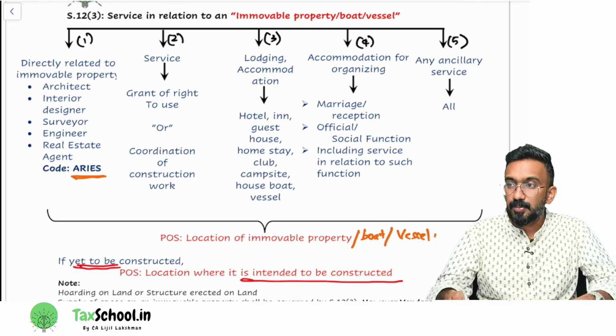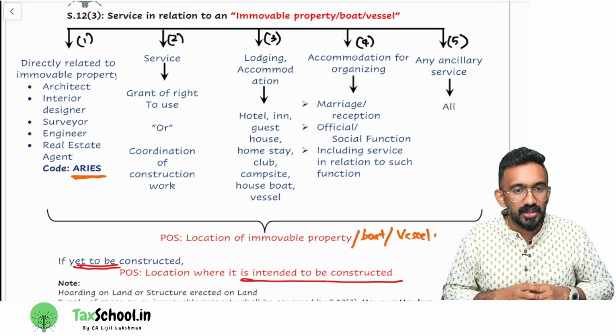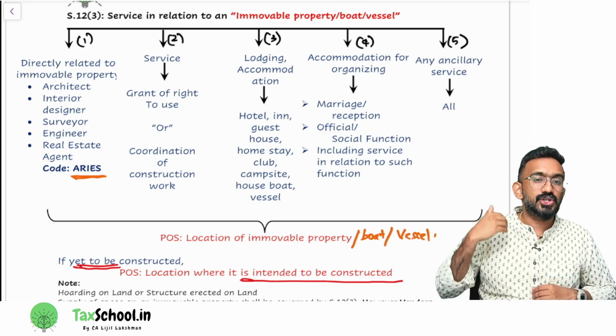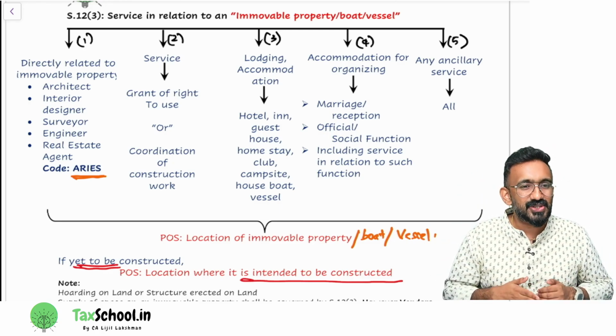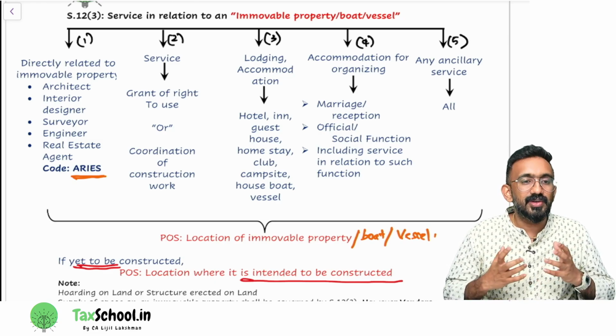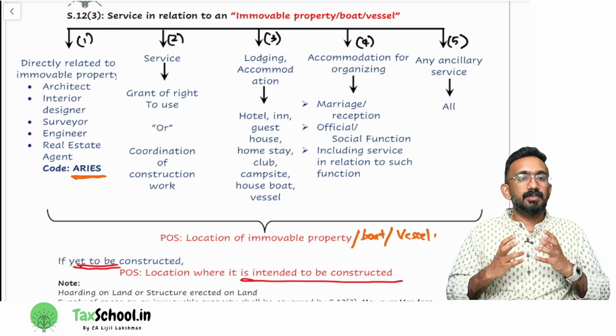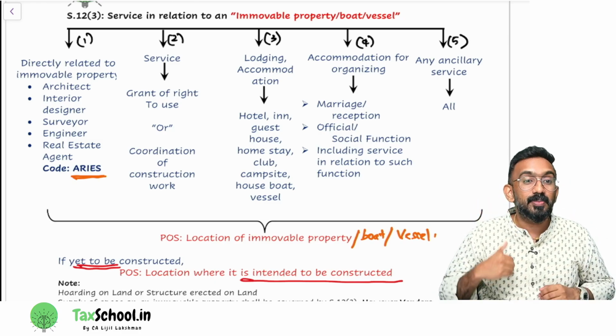What if the property is not yet constructed? An architect is providing services to a person for the construction of a new hotel, but the hotel is not yet constructed. What is the place of supply? The location of the immovable property, but the property is yet to be constructed. Then how will I fix the place of supply? They said where it is intended to be constructed. Where are you planning to construct it?